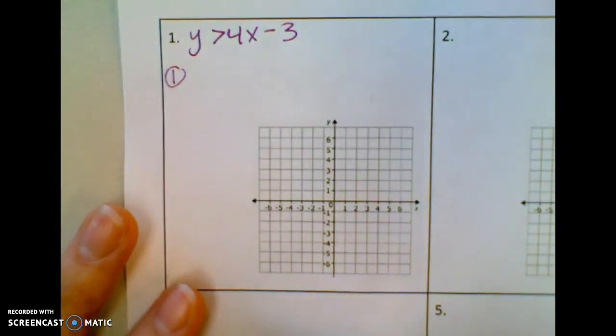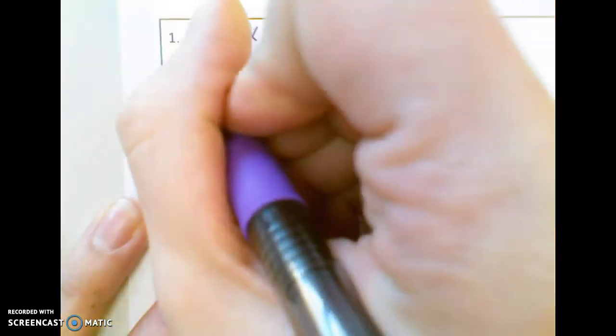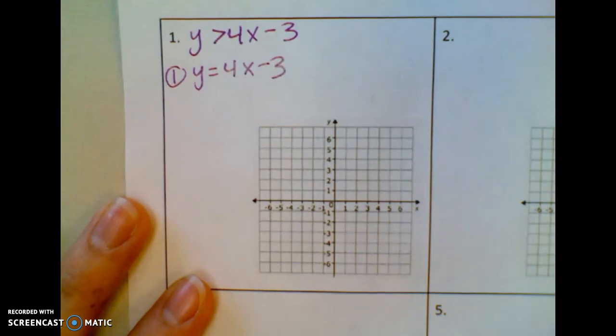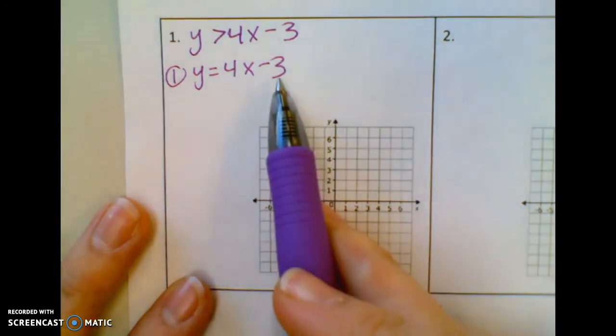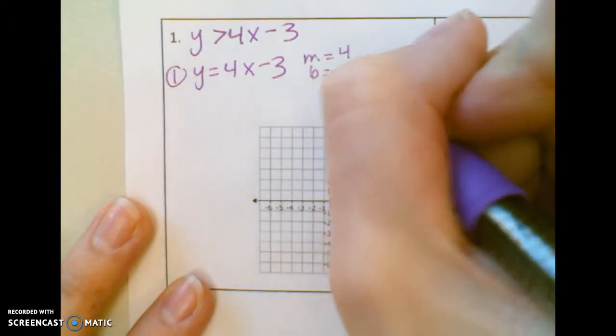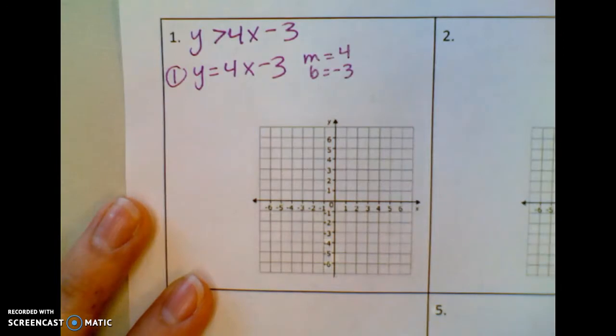So that means step 1. We want to write this as an equation. So an equation has an equal sign. That'll be y equals 4x minus 3. So we're just temporarily writing it as an equation to use it to graph, because we know how to graph this. This has a slope of 4 and a b value of negative 3, or a y-intercept of negative 3.